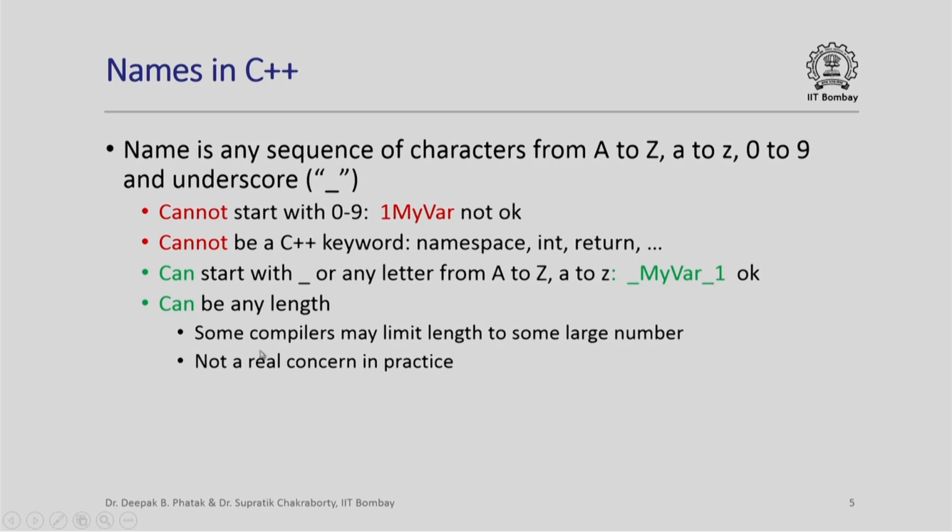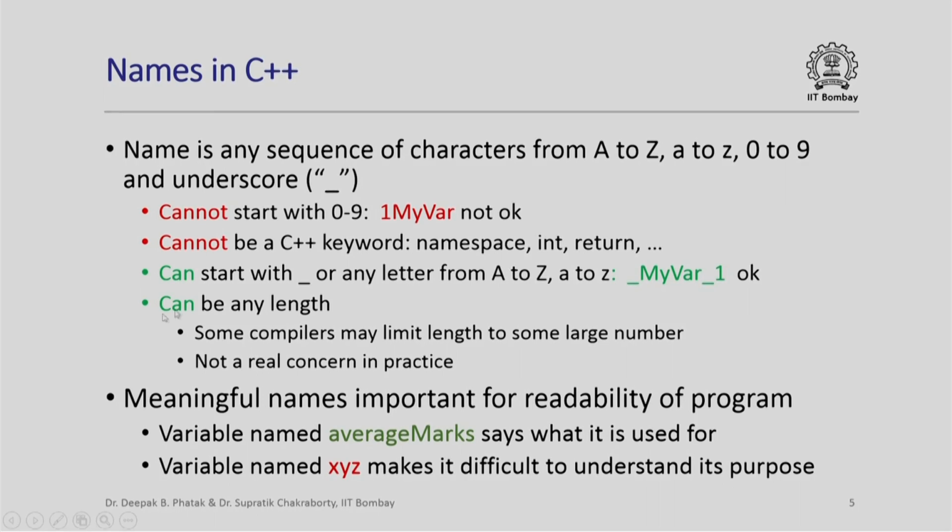However, some compilers may limit the length to some large number, but in reality this is not really a practical concern. Now it is very important to assign meaningful names to whatever objects you are using in a program, and the importance of this is very high if you want your program to be readable. For example, in a big, let us say 1000-line program, if I have a variable named average marks, just the name of the variable tells me what this variable is going to be used for.